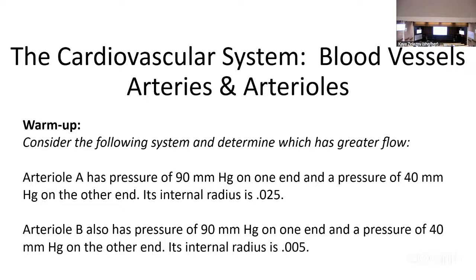So we've got two imaginary arterioles here, A and B, each of which have a pressure at one end of 90, pressure at the other end of 40, and we've got some radii here. First one, A, has an internal radius of 0.025. Second has a radius of 0.005. So what we're doing here is we're thinking about pressures, resistance, radii, and flow. And on the next screen, I'm going to ask you which of these has greater flow.